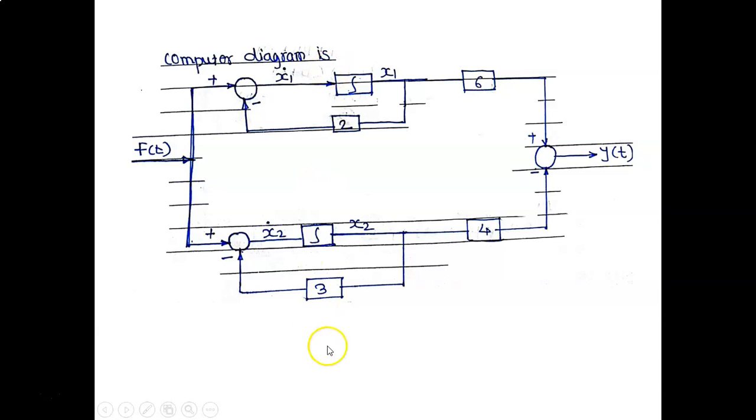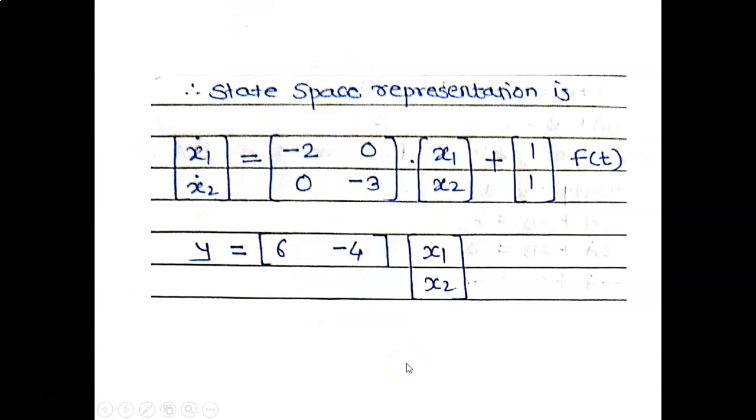Now, since these two loops are parallel, this is known as parallel programming. Therefore, the state space representation is [x1 dot; x2 dot] equal to [-2 0; 0 -3] [x1; x2] plus [1; 1] f(t), and y is equal to [6 -4] [x1; x2]. This is the first problem on parallel programming. Remember that in parallel programming we have to use partial fractions so that we can determine the values of x1 dot and x2 dot.